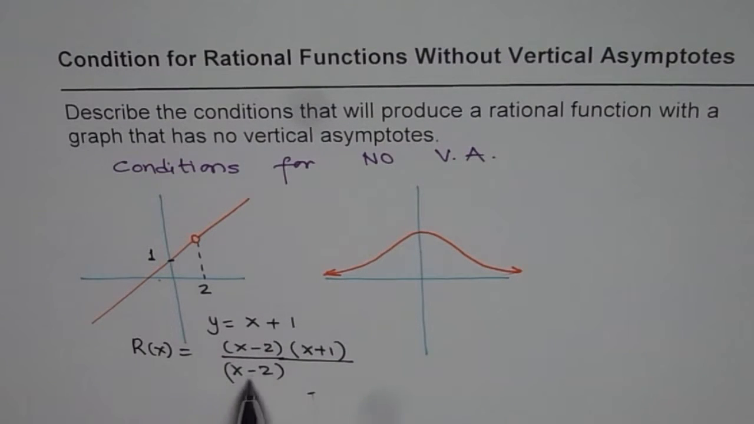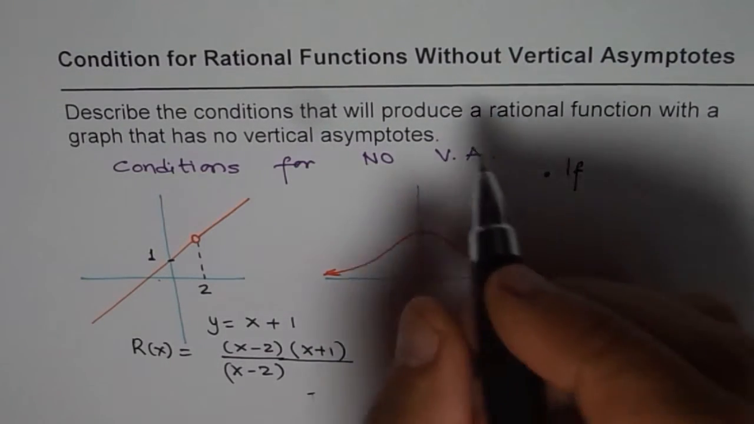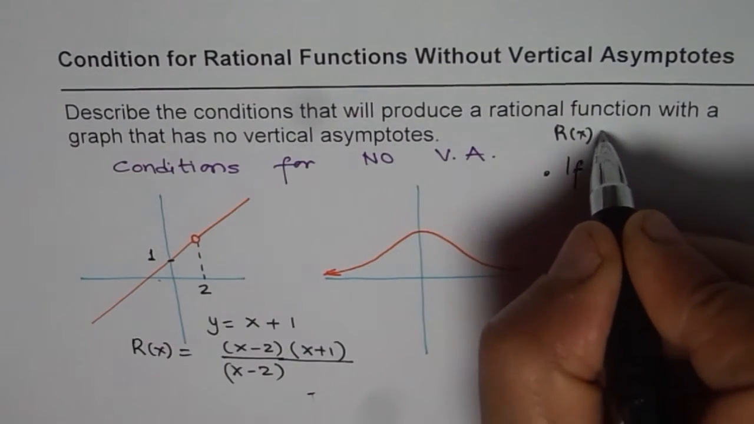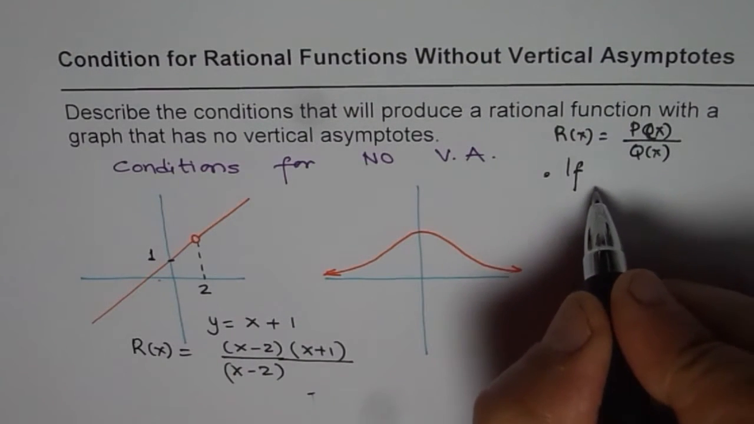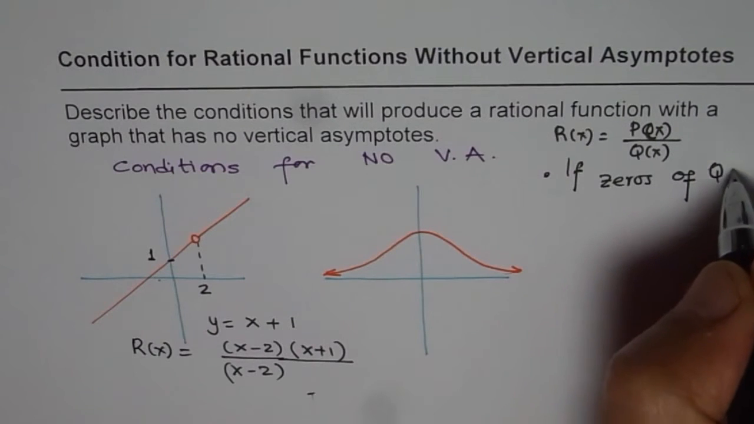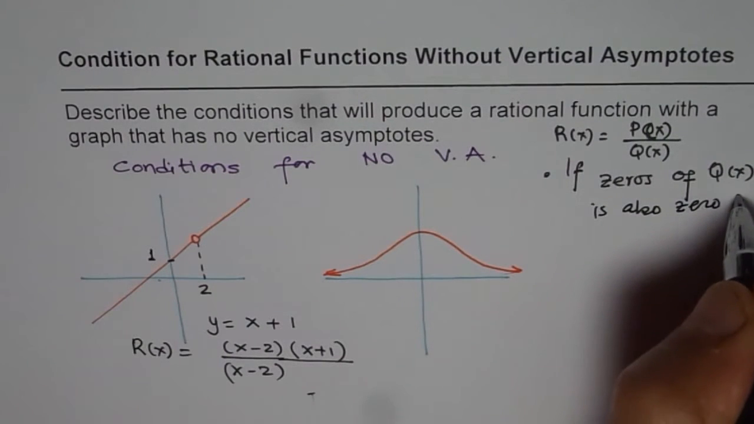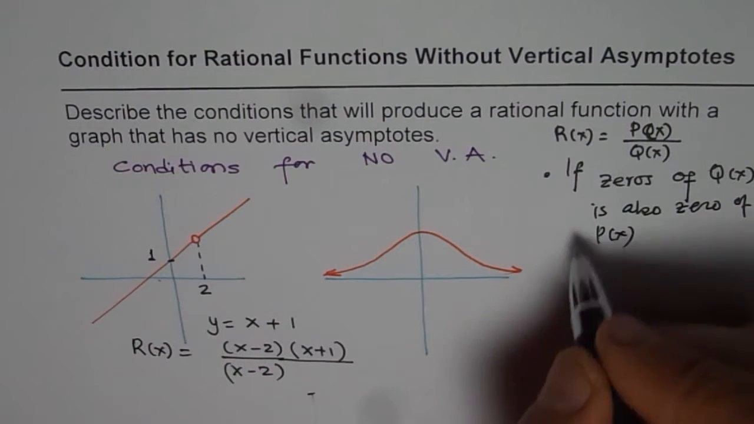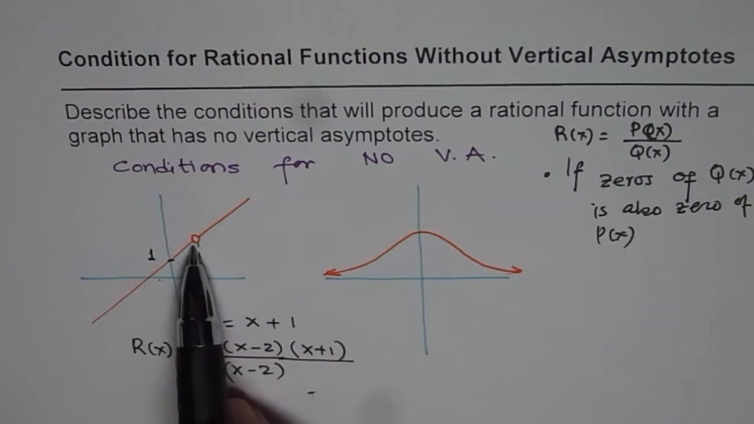Correct? So there is no vertical asymptote if the zero of the denominator is also the zero of the numerator. So that is the first condition. So let us say our rational function is r of x equals p of x over q of x. Then if zeros of the denominator, which is q of x, are also zeros of p of x, that means there is a common factor, right? So all those factors will cancel out, yielding a hole, correct?